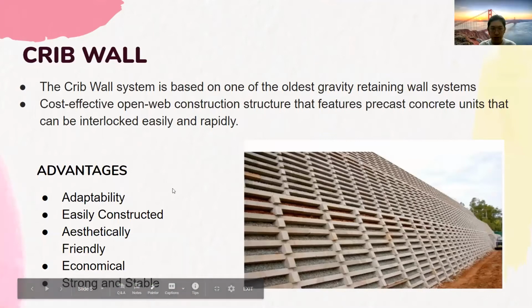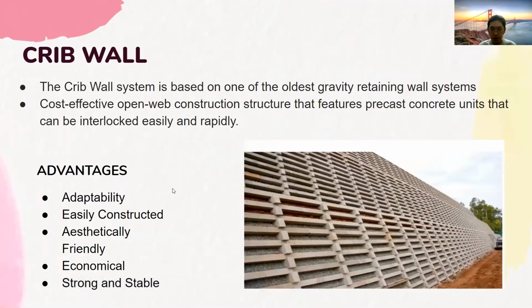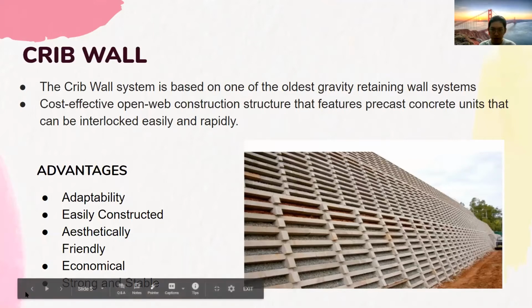I'll be introducing the Cribwall. The Cribwall system is based on one of the oldest gravity retaining wall systems in the world, and it is designed and built to last. This gravity retaining wall is a cost-effective open-web construction structure that features precast concrete units that can be interlocked easily and rapidly. The advantage of a Cribwall is its adaptability.